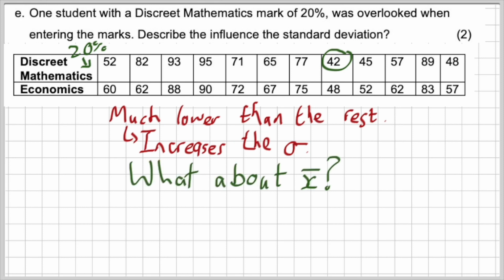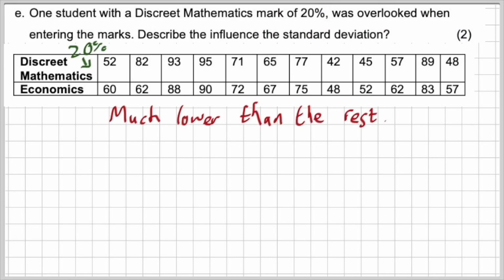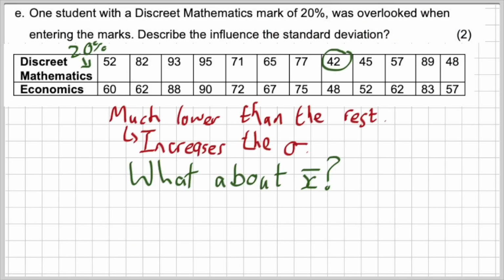But I've got a question for you. What would that 20% do to the mean? Because it is lower than the mean, remember, the mean was 68. Now I'm putting this data in, the 20%. What's it going to do to the mean? It's definitely going to lower it. So even though it increases the standard deviation, it's actually going to lower the mean.